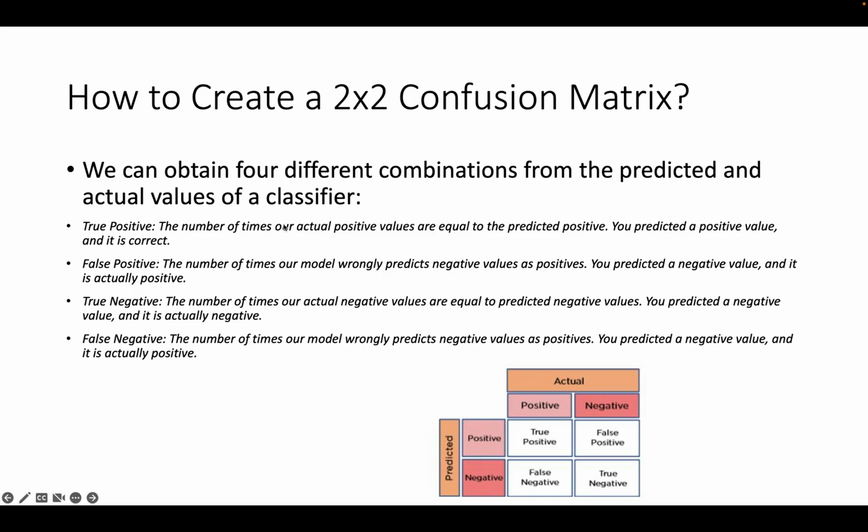So the number of times our actual positive values are equal to the predicted positive values, true positive. False positive: the number of times our model wrongly predicts negative values as positives. Then the number of times our actual negative values are equal to the predicted negative values, which is this bottom corner. False negatives, which is important, critical to deal with: the number of times our model wrongly predicts negative values as positive. You predict a negative value and it is actually a positive.